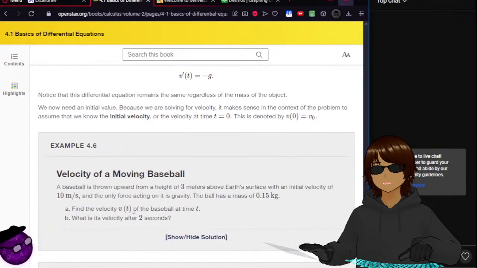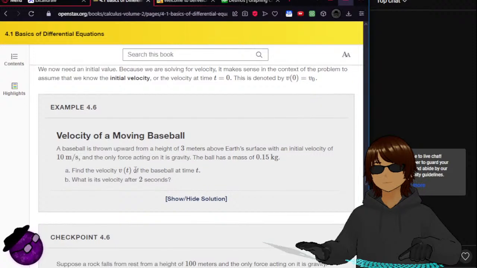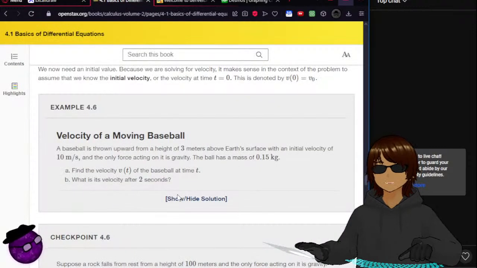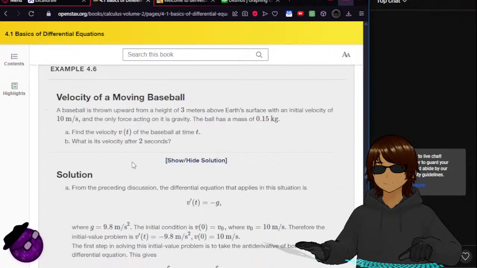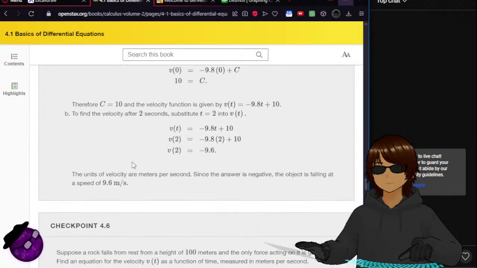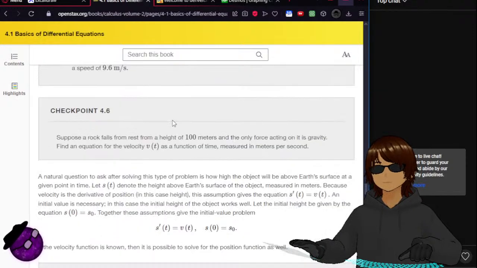Find the velocity of the baseball at time t. So v(t) is minus 9.8t plus 10. What is the velocity after 2 seconds? That is minus 9.8 times 2 plus 10. Why does the mass matter? Why does it matter if it's 3 meters above?